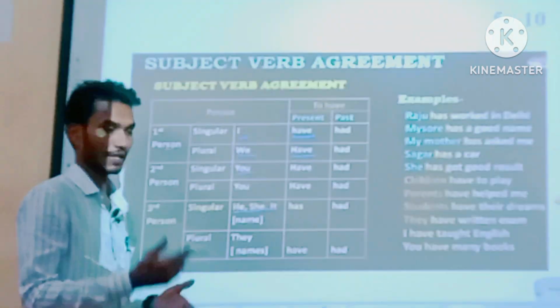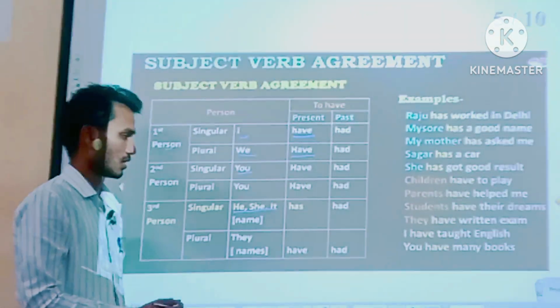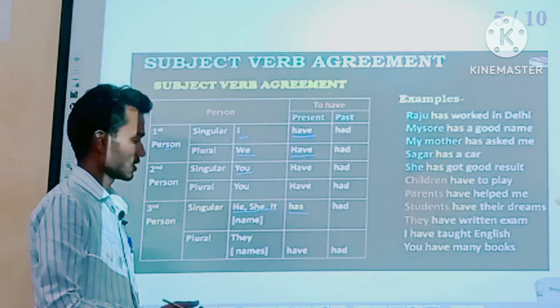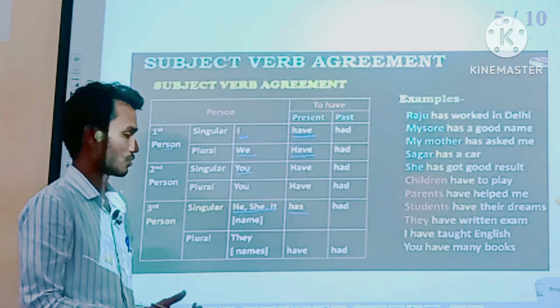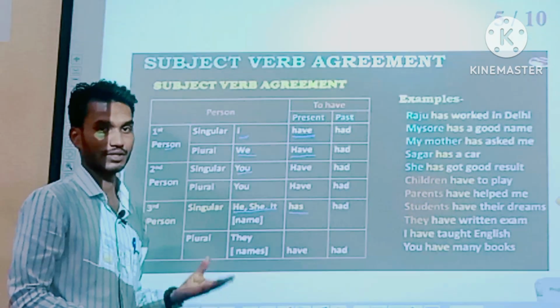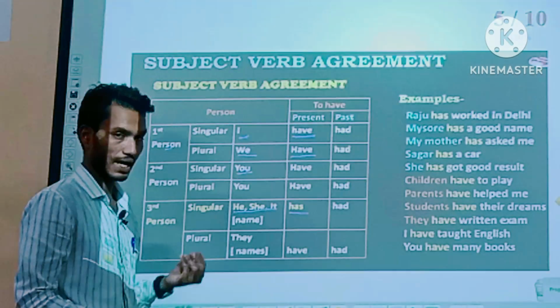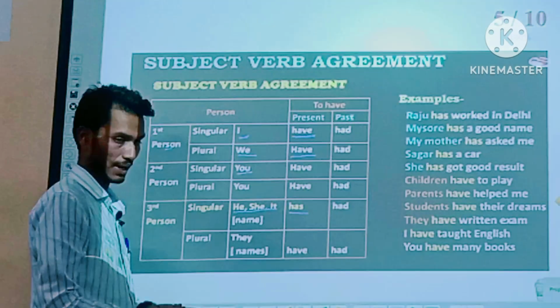Then he, she, it, third person singular, and the verb form has should be used here. She has a pen, right? We should not say she have a pen, it's wrong. We should use she has a pen, he has a pen, it has a pen, right?